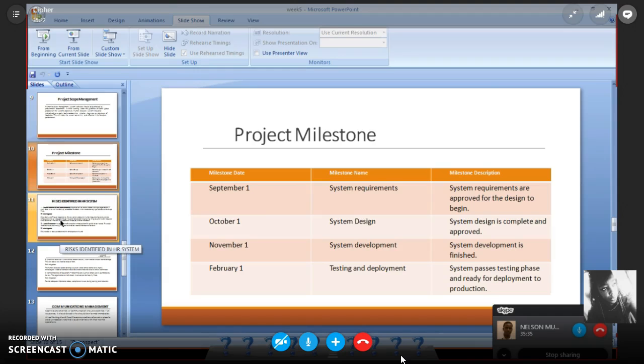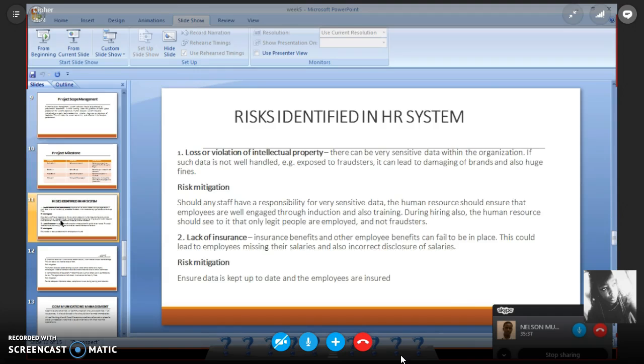So next is on risk. Risks identified in the human resource system that you are proposing. The first risk is loss or violation of intellectual property, and in that case, it can be very sensitive data within the organization. If the sensitive data is not handled well and it's exposed to fraudsters, it can lead to damaging of the brand and also to huge fines.